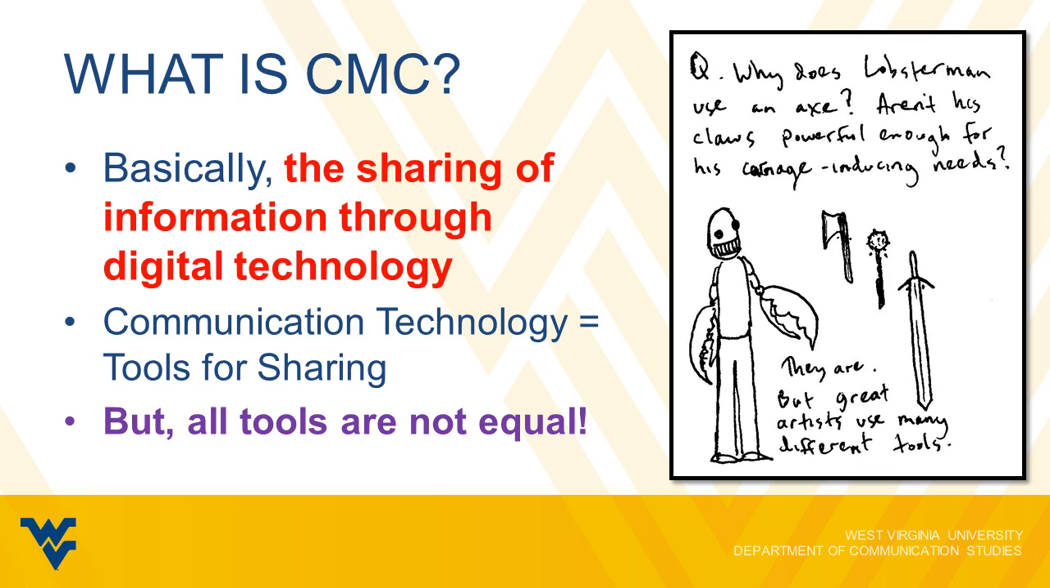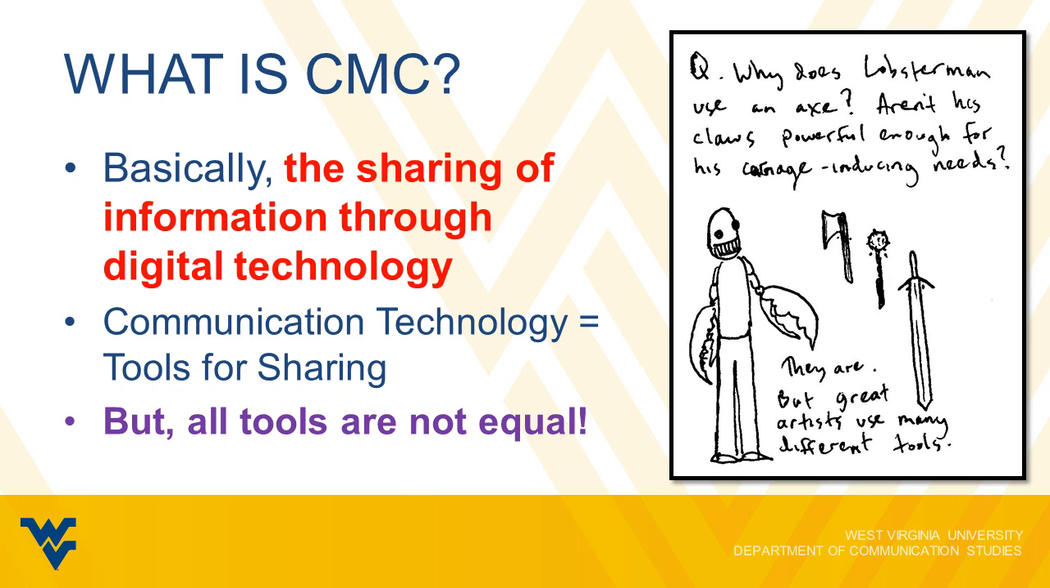And of course, all tools aren't equal. Just like our lobster man has claws and could murder anybody with these claws, he could also use an axe or a mace or a sword because different types of weapons might result in different actions that he might or might not want that time.